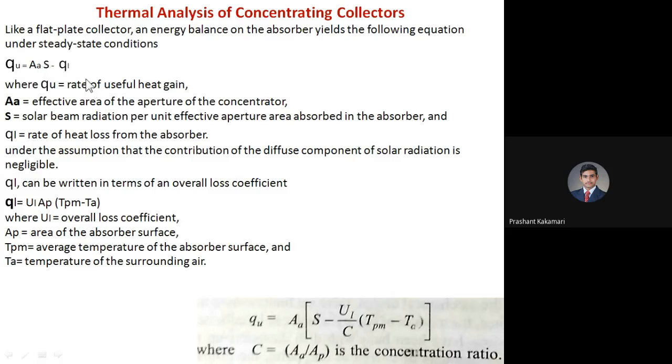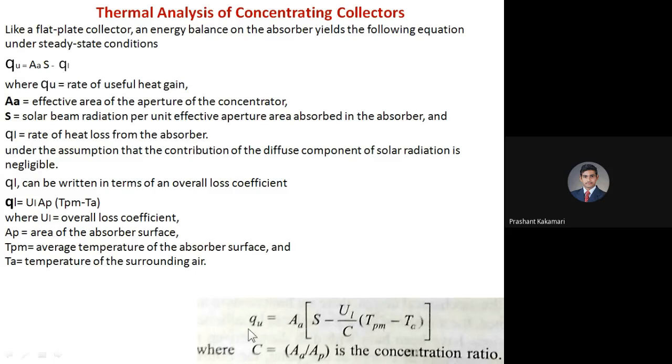If I want to write this heat loss in detail, then we need to take this ratio of heat loss coefficient, or the ratio of QL by C. So once you consider this QL by C, that denotes the concentrating collector. How to write that now?